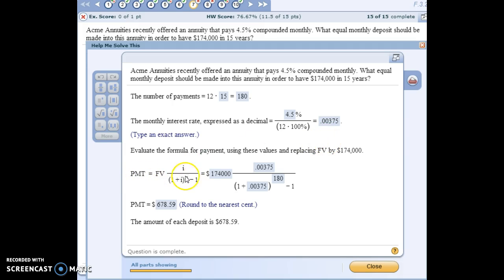So the future value that we want is given in the problem. We solve for the payment, using the interest rate, and we know the total number of payments. And now it's crucial to make sure this is all typed in correctly into a calculator to produce the result. I'm going to show how to do it in Excel.